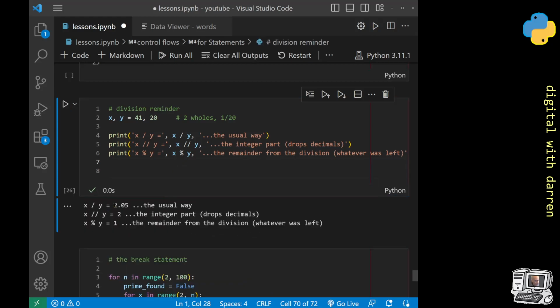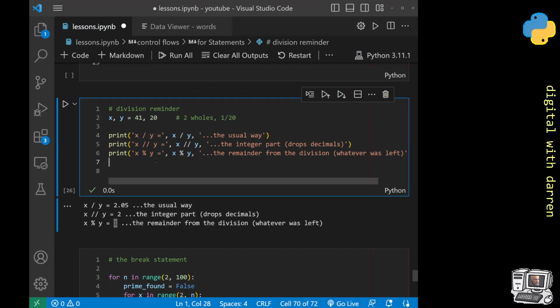We can run this piece of code and we see that here. We get 2.05, that's our usual way. Then we get 2, that's the integer part; the decimal has been thrown out. And then over here with the percentage sign, we get 1, and this 1 means the 1 part out of 20 up here.